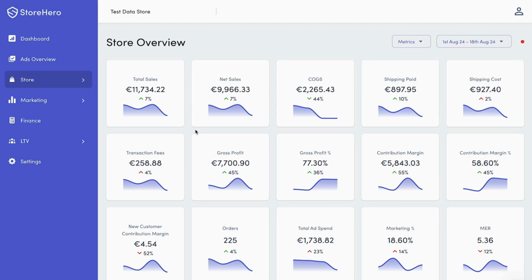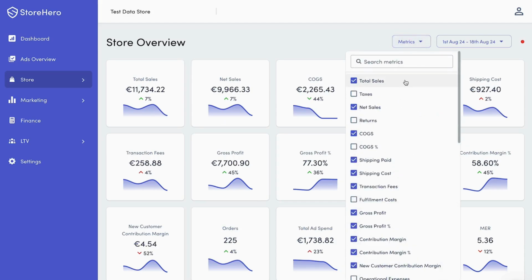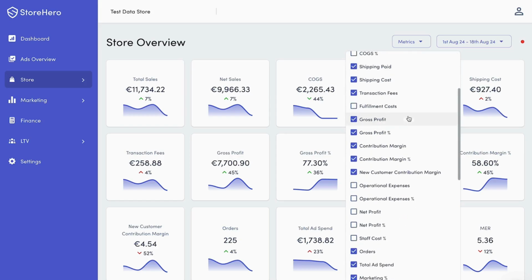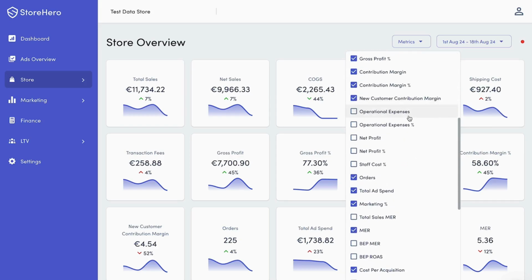First and foremost, you'll see a metrics drop-down in the top right-hand side of your screen. We have plenty of metrics here you can turn on and off depending on what's most impactful or relevant to your business and maybe to your role.